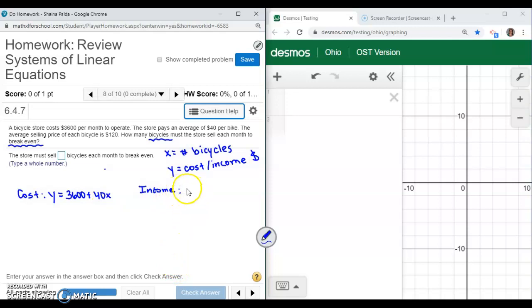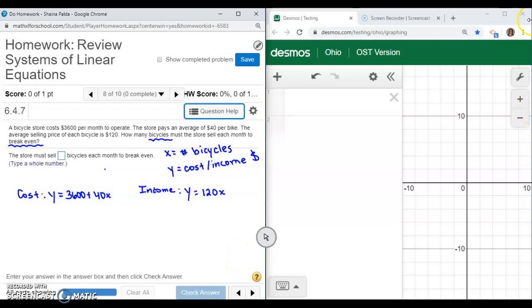Your income equation would still be Y, because we want to know when those two are the same. That's our break-even amount. And when it comes to income, their income solely comes from selling bicycles, and they're going to sell each bicycle for about $120 per bike. Okay, so step one in each of these is going to be to figure out how to write the equation.